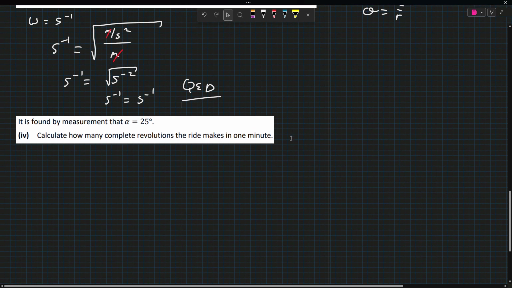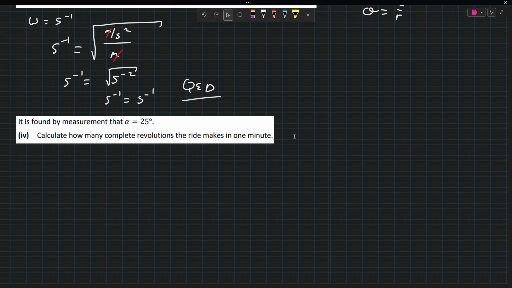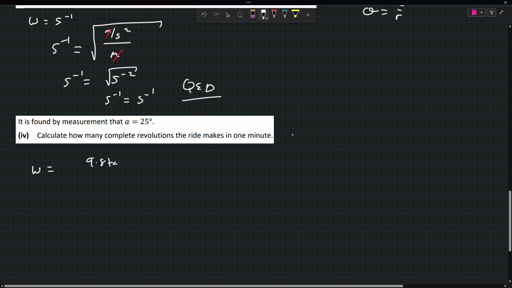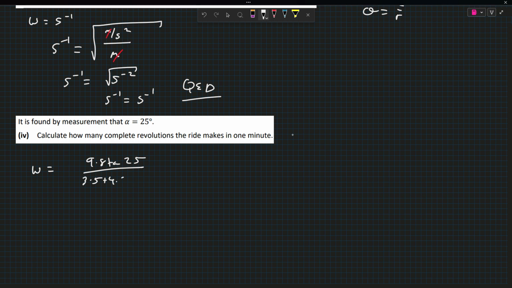Cool. Now, it's found by measurement that alpha is 25. Calculate how many complete revolutions the ride makes in 1 minute. Now, there are quite a few different ways of doing this problem, but the first thing to do is to find omega. So omega is 9.8 tan 25 over 3.5 plus 4.3 sine 25. And this is under a square root.